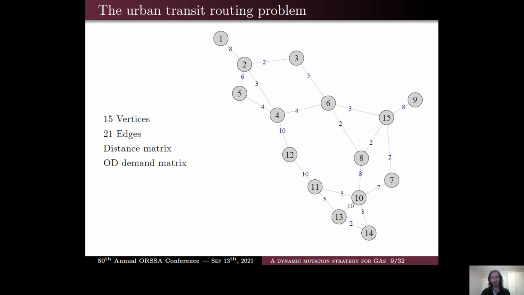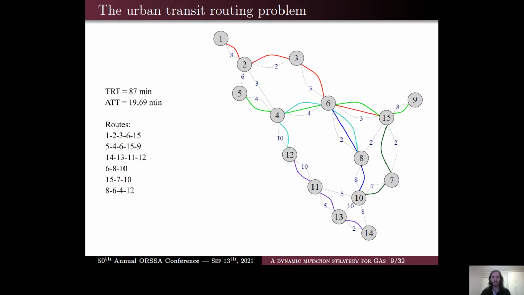So back to our test case instance. Here's an example of how a feasible solution would look in the decision space. On the left, we have the total route time being the one objective and the average travel time being the other objective, both measured in minutes, being 87 and 19.69 respectively in this case.